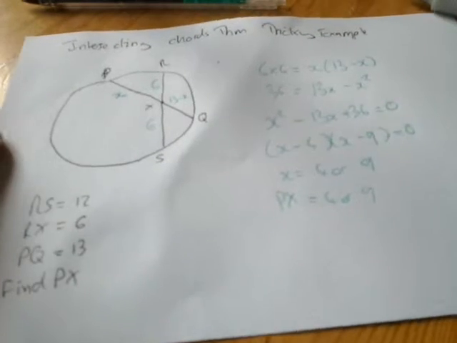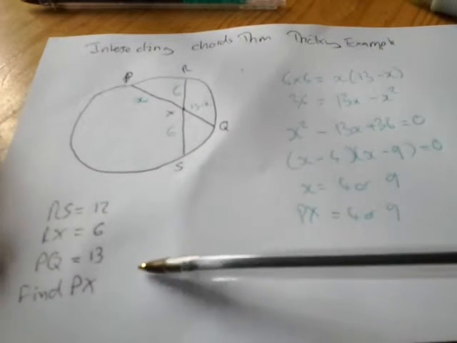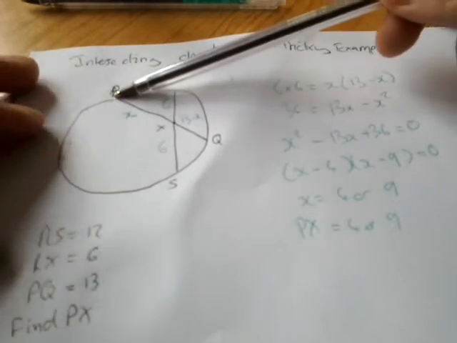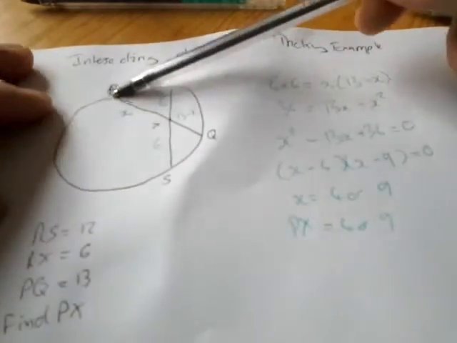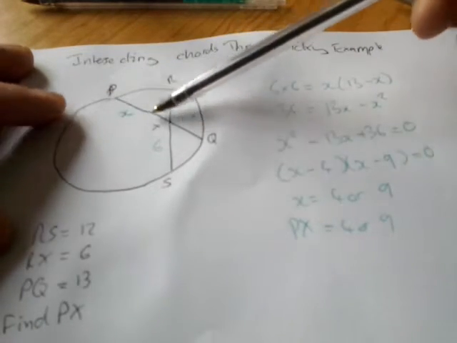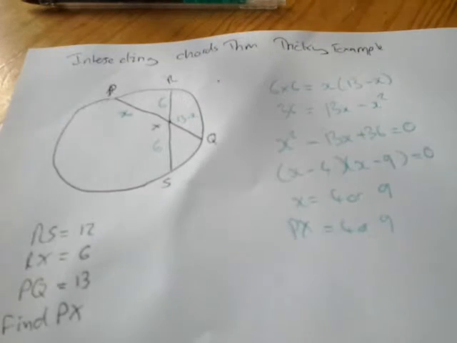And there are two possible answers, which seems a bit confusing, and admittedly the question maybe should have said find the possible values of PX, but you'll just notice that if PX is 4, then this one's 13, so the lengths on the chord are still 4 and 9, and if PX is 9, then this length is 4, so either way you get two lengths, 9 and 4. It's not that surprising.